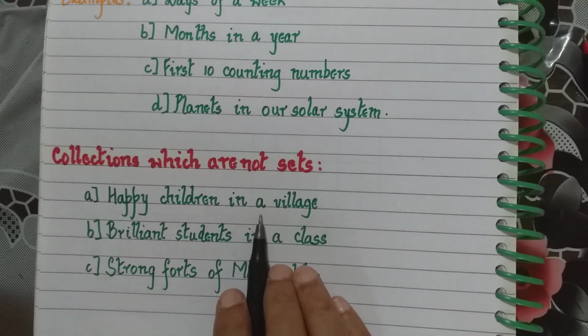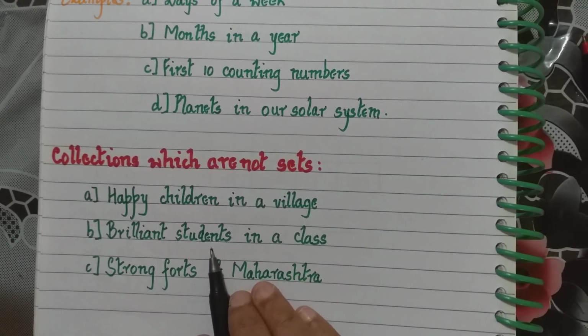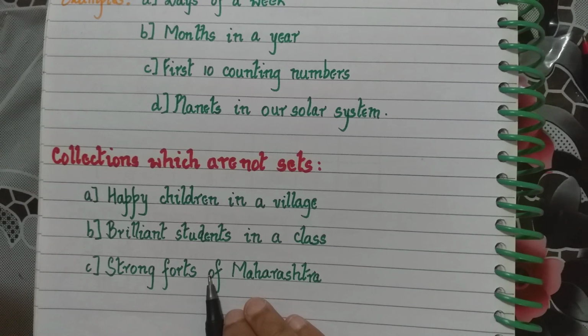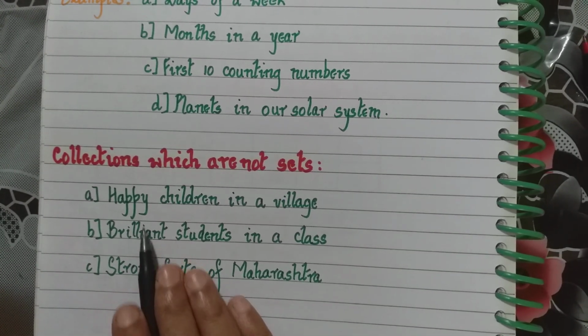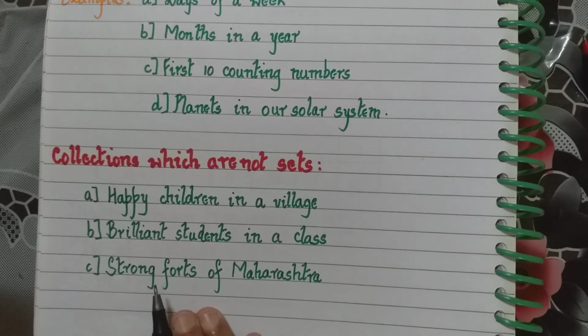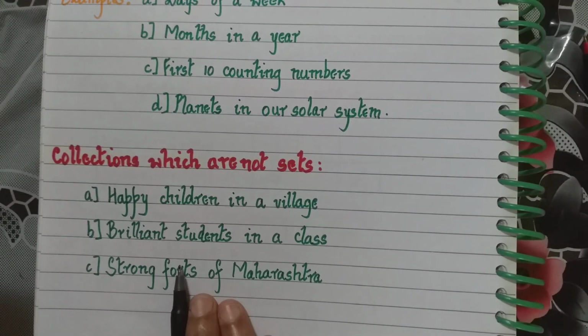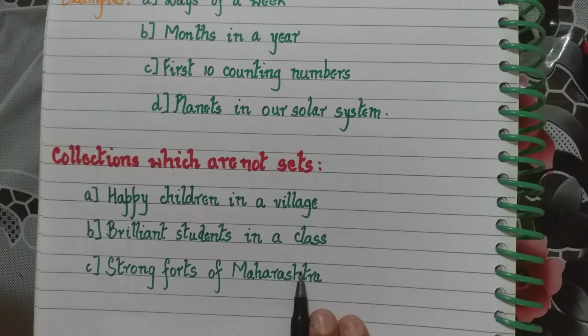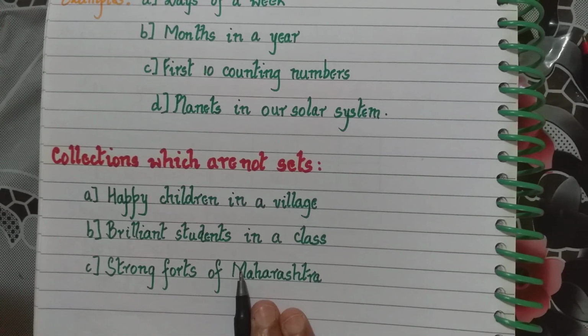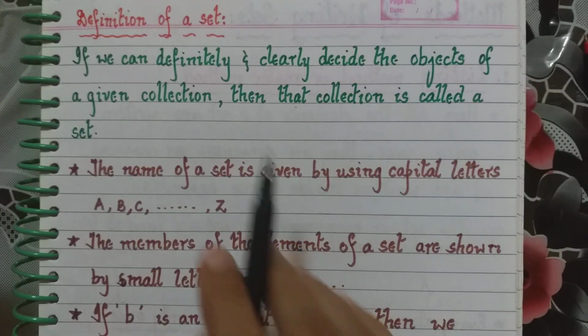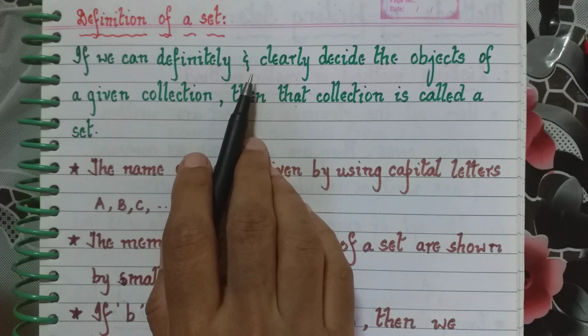In general terms, according to us, without including mathematics, we can call them as sets. But in mathematics, since these words which are used, happy, brilliant, strong, and many other words are relative terms, we do not include them under sets. So now we go to what is the definition of a set. So let us see what is the definition of a set.